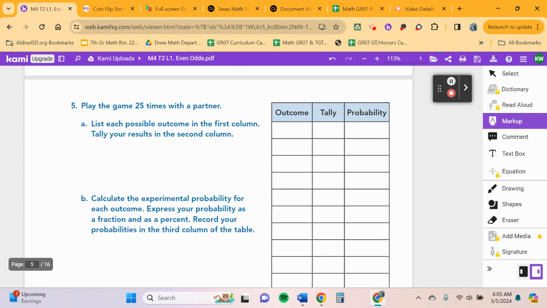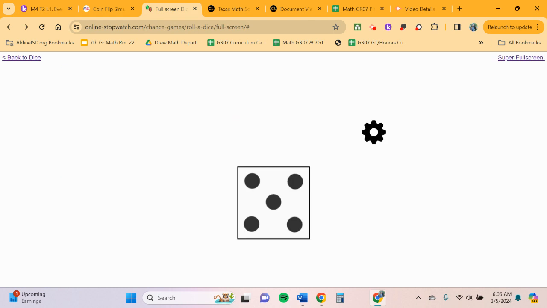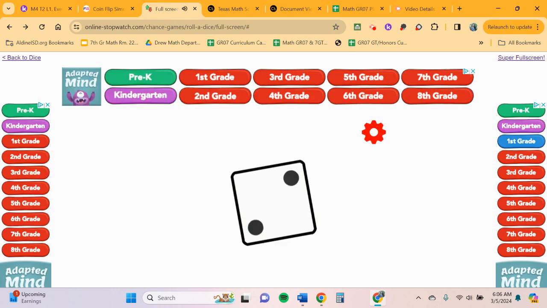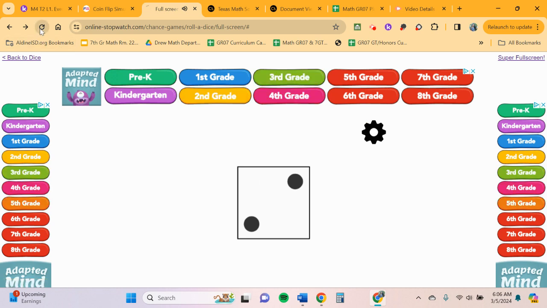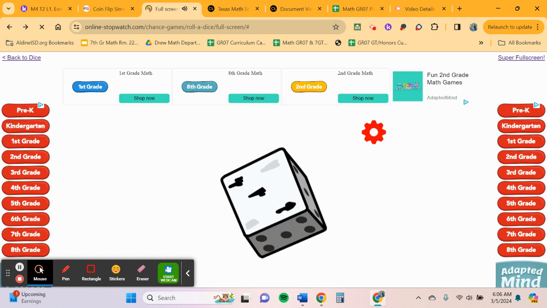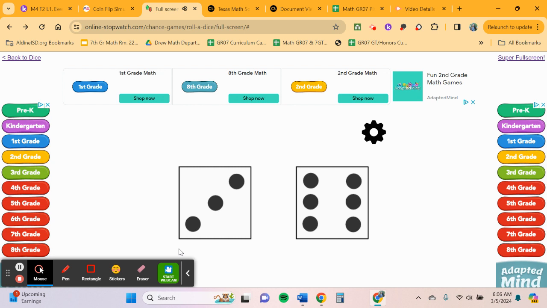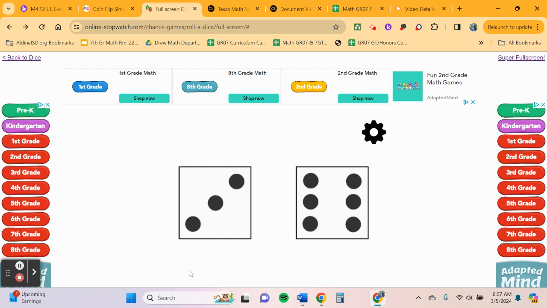Alrighty, and so as you know, I'm going to do this on my own so that I can have my numbers. If your teacher allows, or if you are able, you can also go to an online dice and set it up where you've got 2 dice, and then you are now able to roll. So I'm going to go ahead and roll, get some results, and then I will be back.